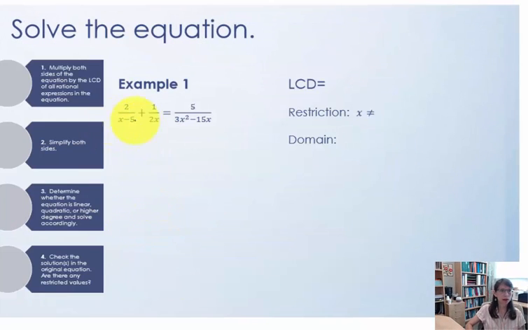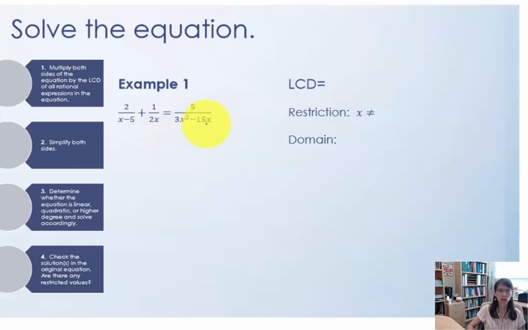In example 1, we have 2 divided by x minus 5 plus 1 divided by 2x equals 5 divided by 3x squared minus 15x. So in order to solve this rational equation, we are going to look at our denominators and make sure they are factored. X minus 5 is a quantity, and that is completely factored. 2x means 2 times x, that is completely factored.